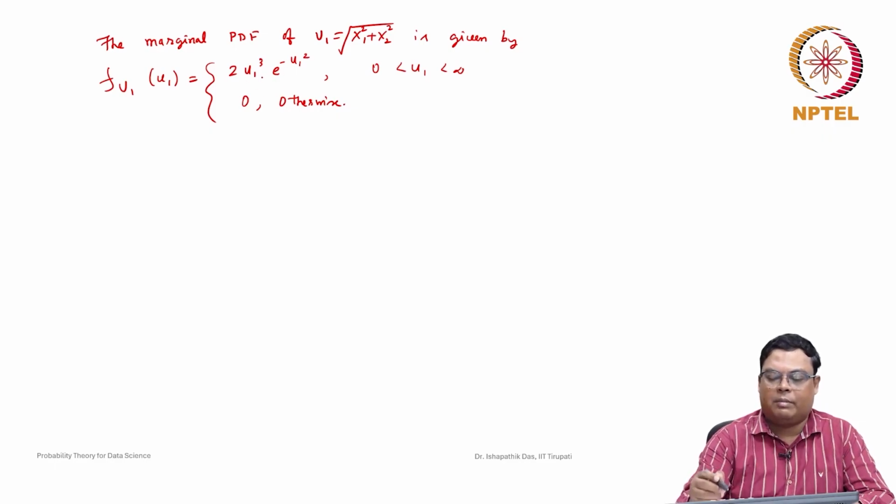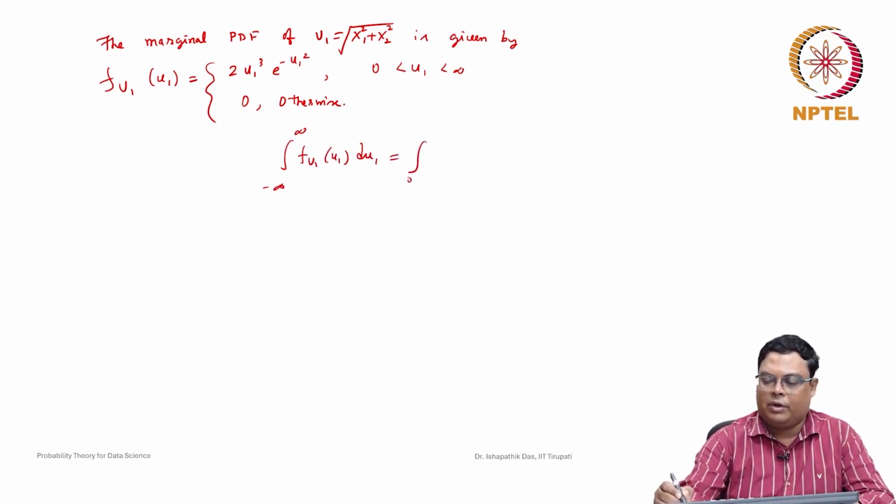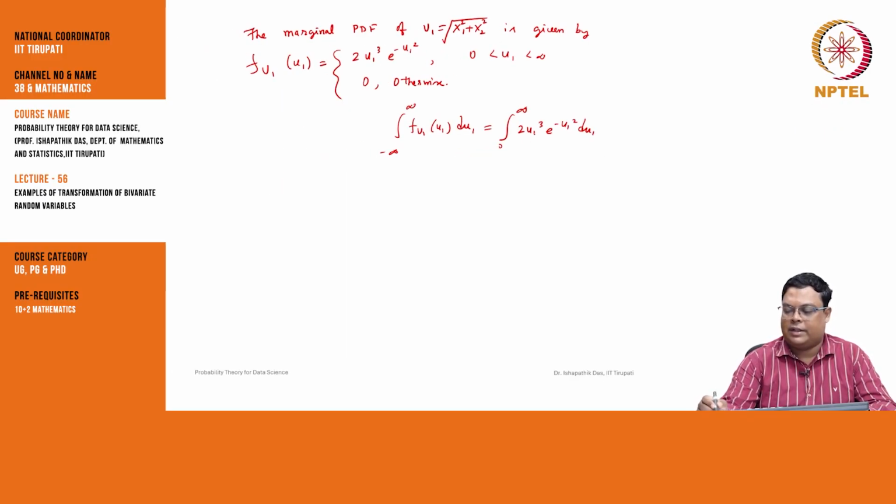If you do the integration of f of u1 du1 from minus infinity to plus infinity, this should be equal to 1. Now it is non-zero between 0 and infinity, and this is u1 cubed e to the power of minus u1 squared du1. So what is the value of this integration? We know the gamma function, so we take the transformation u1 squared equal to z. Then 2 u1 du1 is equal to dz, and the limit of z will be 0 to infinity.